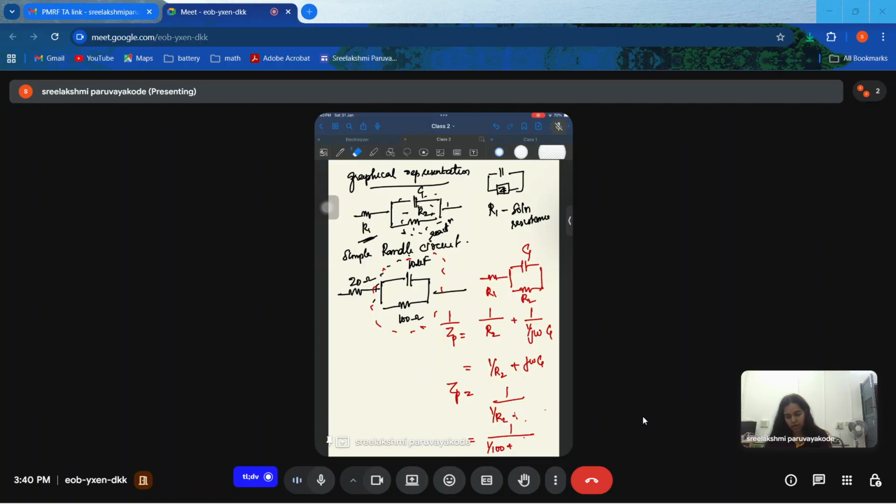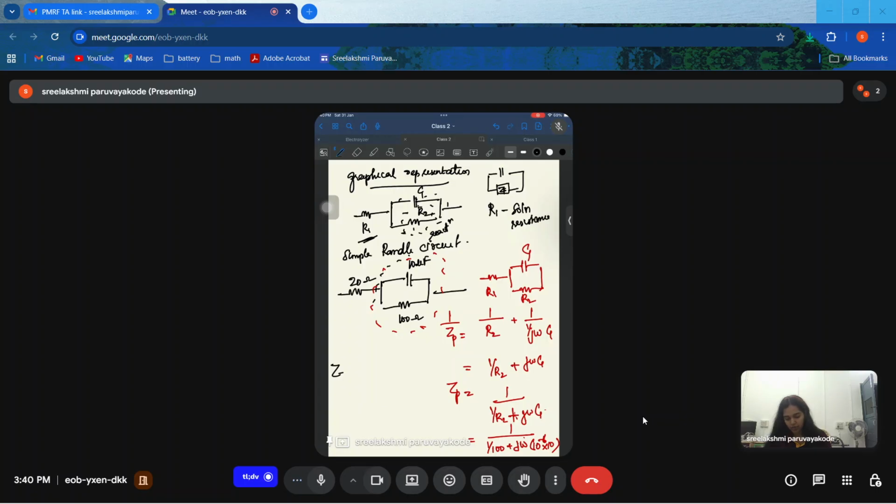It's not 1 by R2 plus 1 by j omega C1, it is 1 by R2 plus j omega C1. And here omega C1 value is 10 into microfarad. So microfarad means 10 to the power minus 6. So this is going to be the impedance of the Z parallel.